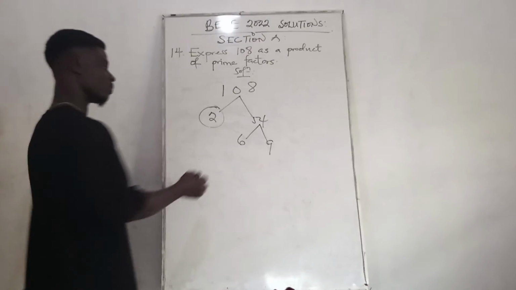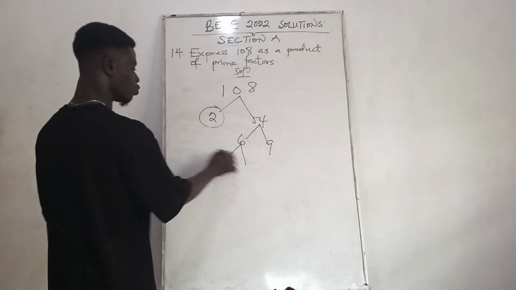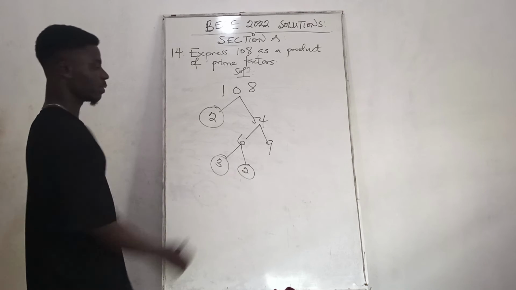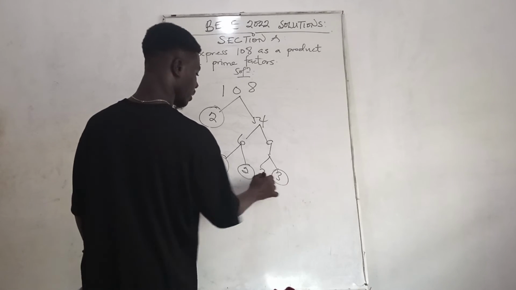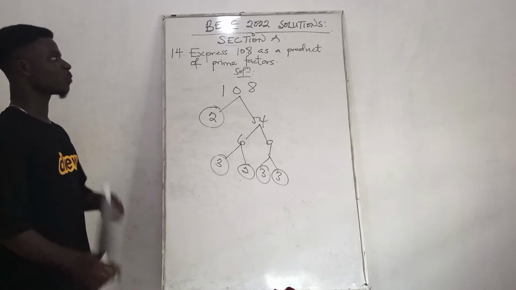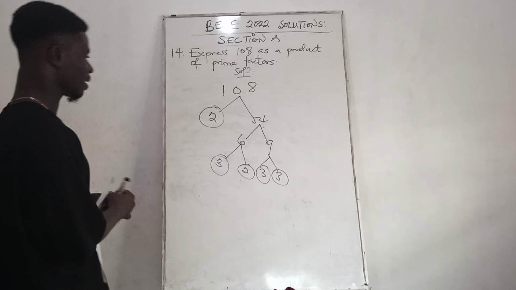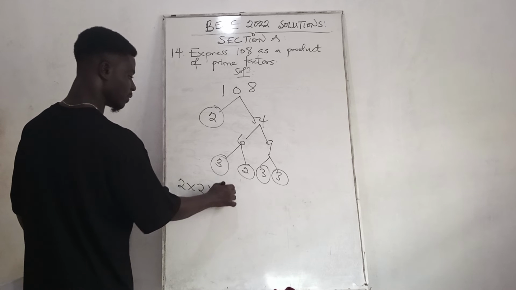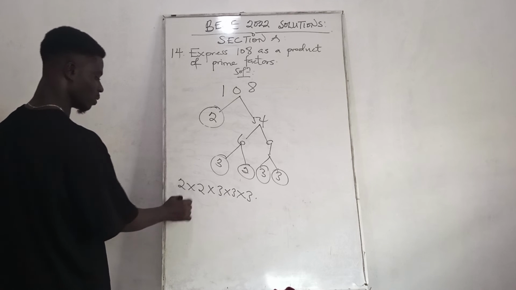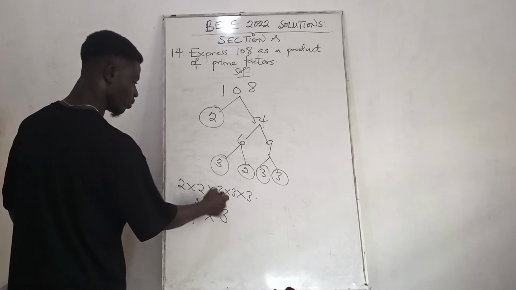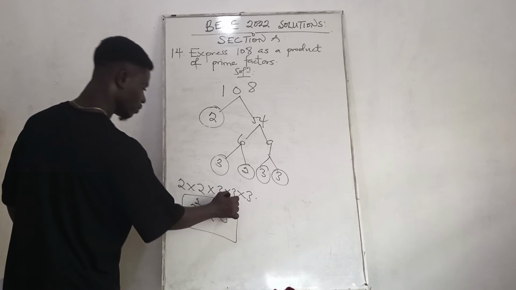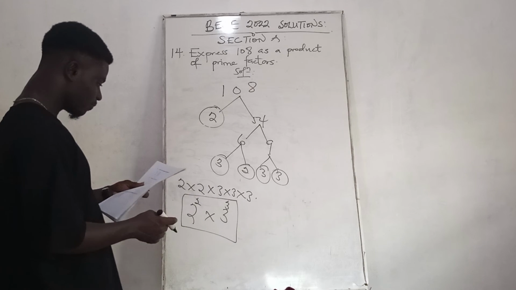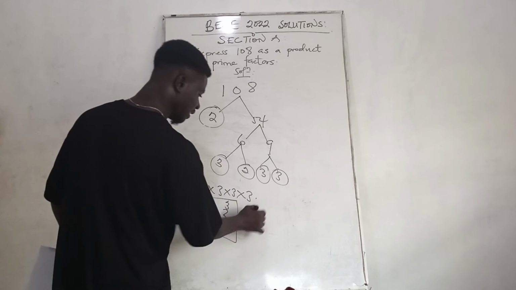Now 6 is not a prime number. Likewise, 9 is not a prime number. So we go further. 3 times 2 is 6. You circle that. Then 9 is 3 times 3. You circle that. So if you are expressing 108 as a product of prime factors, then we have 2 times 2 times 3 times 3 times 3. So we can say that we get 2 squared times 3 cubed. This is the same thing as option D, 2 squared times 3 cubed.